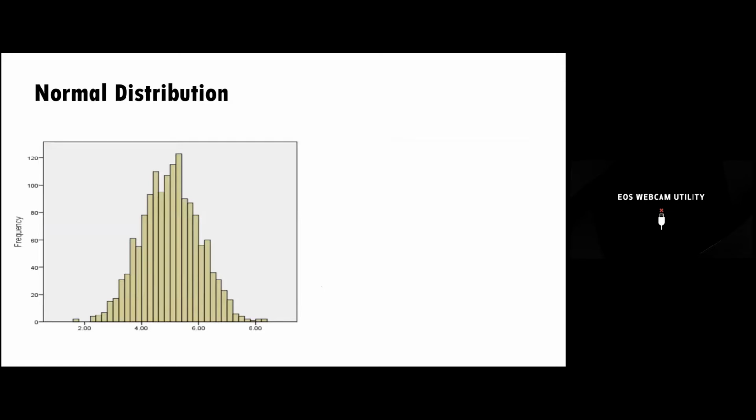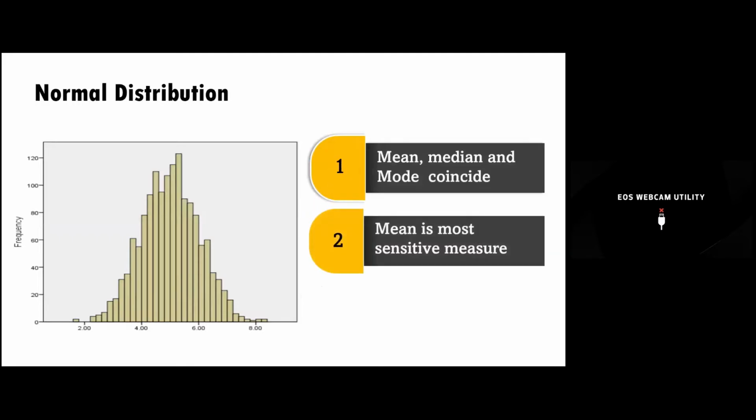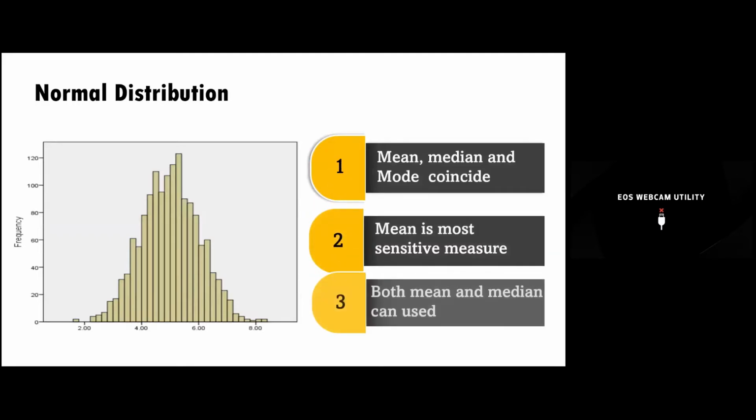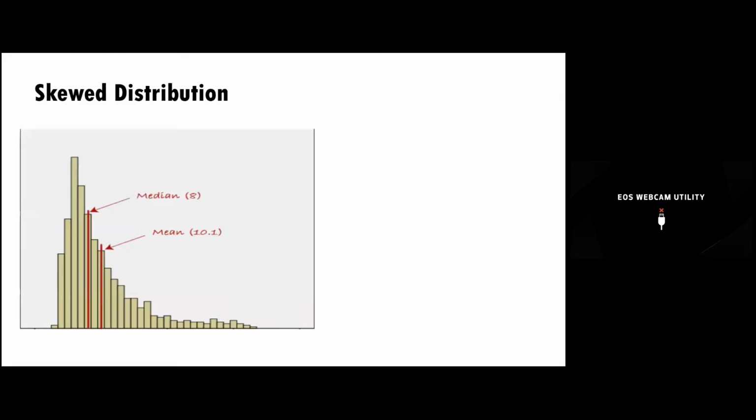If we talk about the normal distribution, the mean, median, and mode coincide. The mean and standard deviation are the most appropriate measures if the data is normally distributed. In case of a normal distribution, you can use both mean and median because both will be nearly the same. In case of a skewed distribution, the mean and median differ.